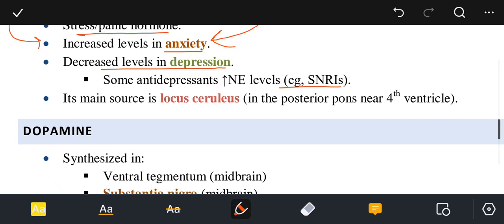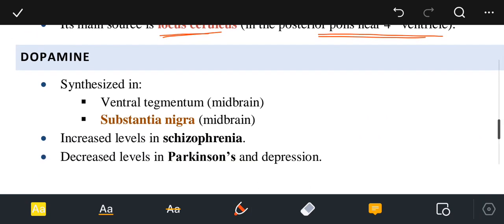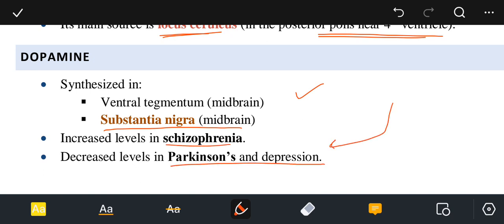Its main source is the locus coeruleus in the posterior pons, near the fourth ventricle. Then dopamine is synthesized in the ventral tegmentum of the midbrain, and the substantia nigra, which is also present in the midbrain. So the location of synthesis of these neurotransmitters is very important and high yield for your NBME exams, and even in the board exams they sometimes ask you questions about these things. There is an increased level in schizophrenia, and a decreased level in Parkinson's disease and depression.